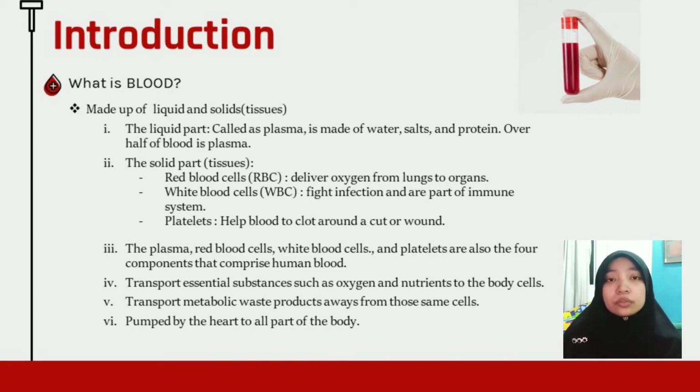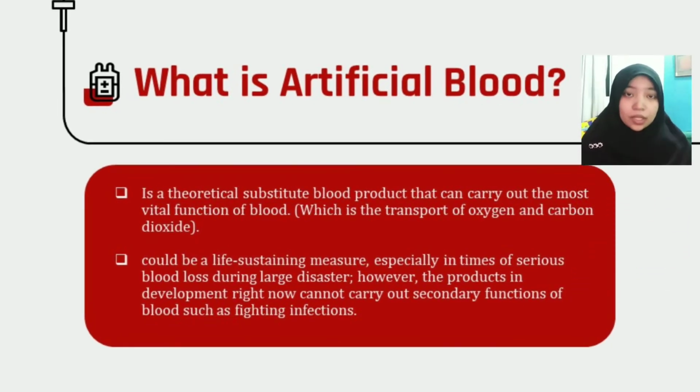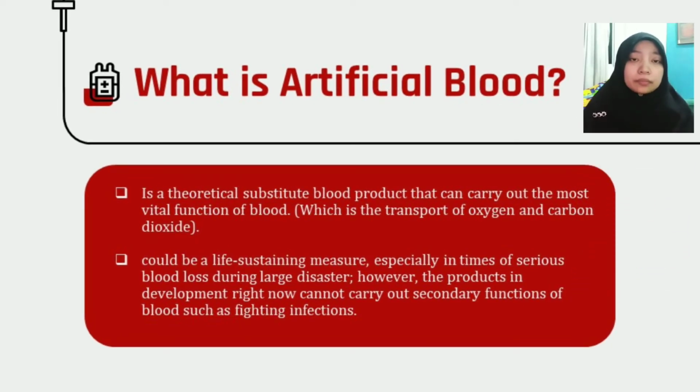Blood also transports essential substances such as oxygen and nutrients to the body cells. At the same time, it also transports metabolic waste products away from the same cells. Blood is pumped by the heart to all parts of the body. Okay, next, what is artificial blood?